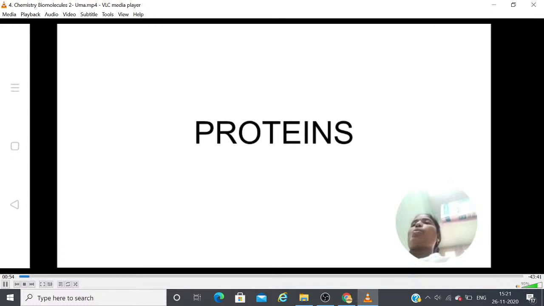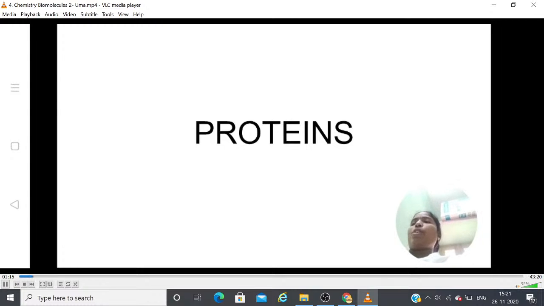Okay, the sources of the proteins are milk, cheese, peanuts, fish, meat, etc. They are present in every part of the body and also required for growth and maintenance of the body. This is the introduction of the proteins.